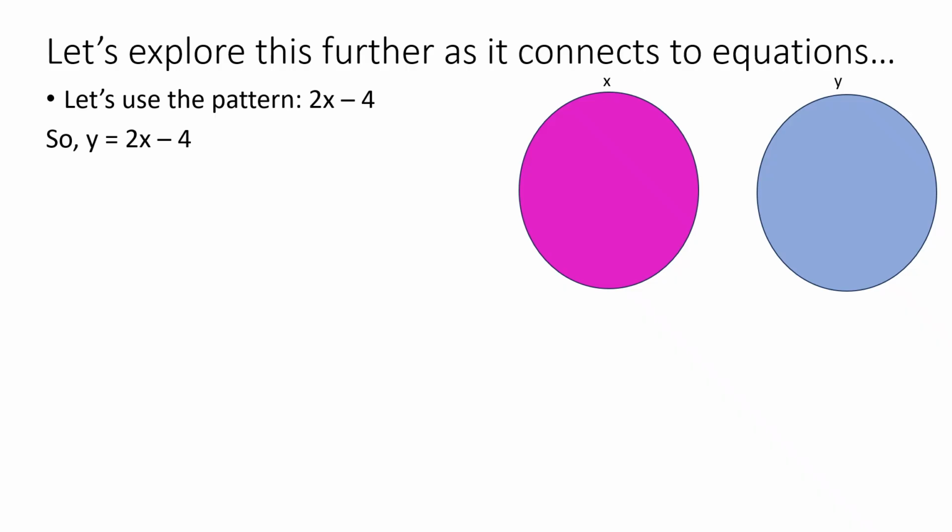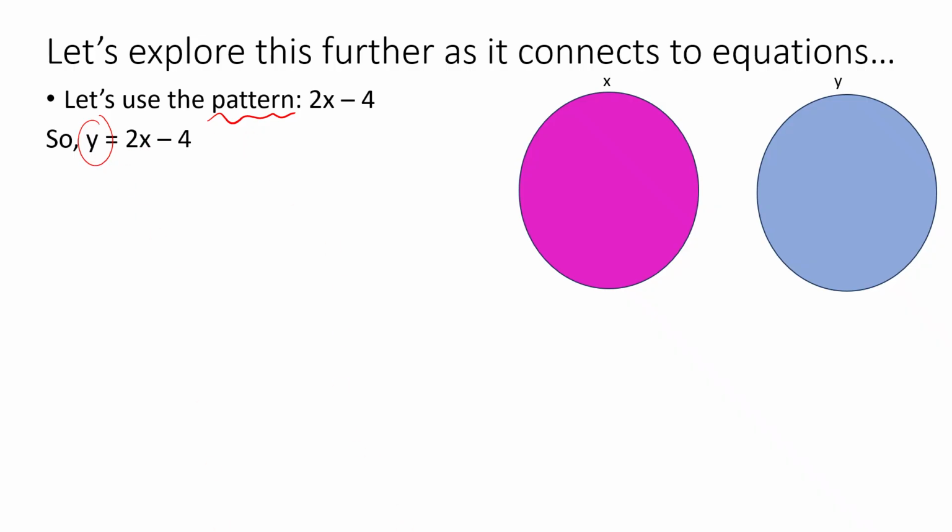So we're going to use the pattern for this, 2x minus 4. So that's the pattern. Remember, most of the time we are interested in a pattern. If there's no pattern, we can't really do much with it. And so our y values are going to be equal to 2 times the x value minus 4.